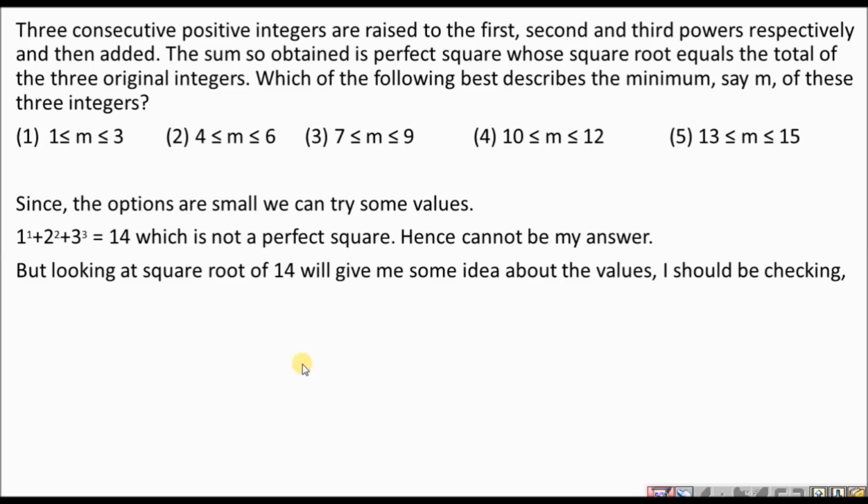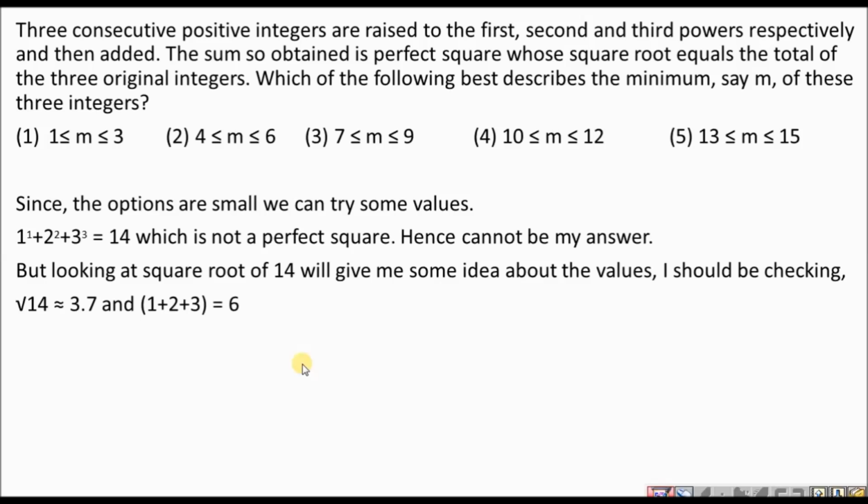Looking at the square root of 14, it might give me some idea which values I should be trying. The square root of 14 is approximately 3.7. Now you need not know this value exactly. Anyway, this is not my answer. I know the square root of 14 will lie somewhere between 3 and 4, because 3 square is 9, 4 square is 16, and it will be closer to 4. So I will assume the value of the square root of 14 to be 3.7.